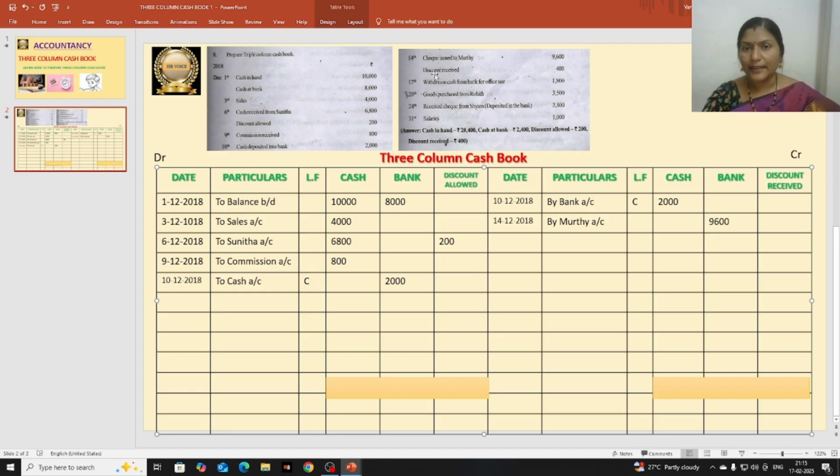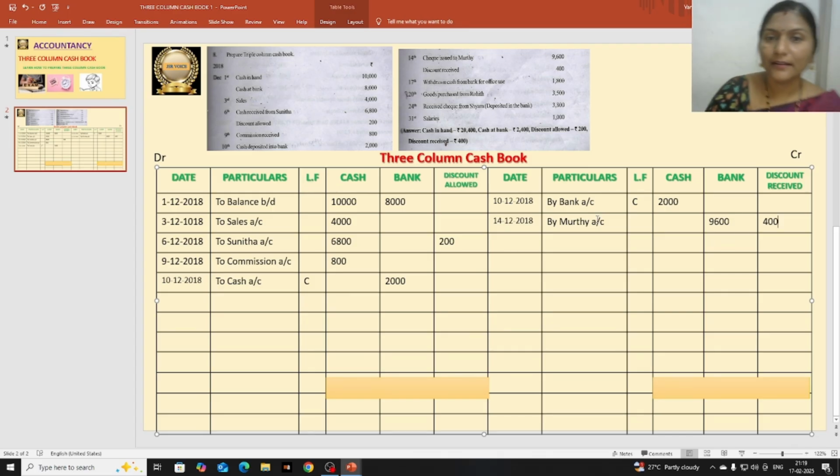And under that they gave a discount also. Discount received is how much? 400. So we should record 400 in the discount column. On the same day, along with the same transaction, a discount is also given. So record 400 in the discount column. Hope this is clear. Let us move to the next one, that is the 17th date. Withdrawn cash from bank for office use, 1800 rupees.